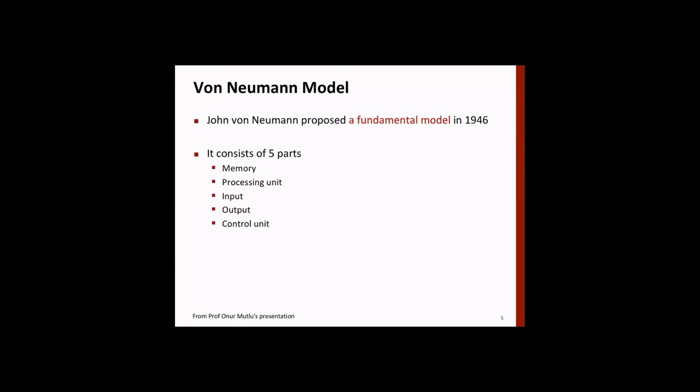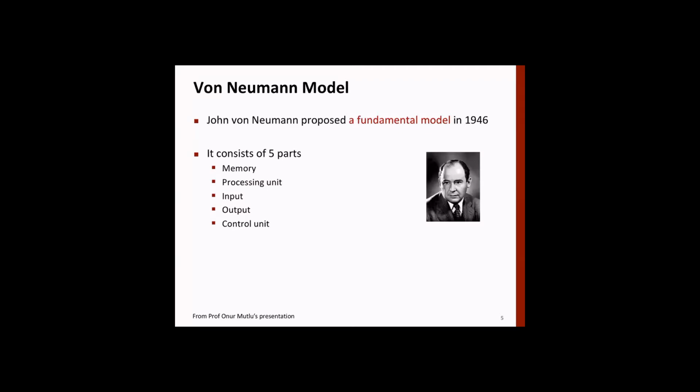First part is memory. Second part is processing unit. Third is input. Fourth is output, and fifth is control unit. Now, it means that any machine you base on this model should have at least these parts, right? Okay. So to repeat, John von Neumann has proposed a model, and he has written a paper in 1946, and that paper presents that any computer should have 5 important parts. Okay, so let's go ahead.